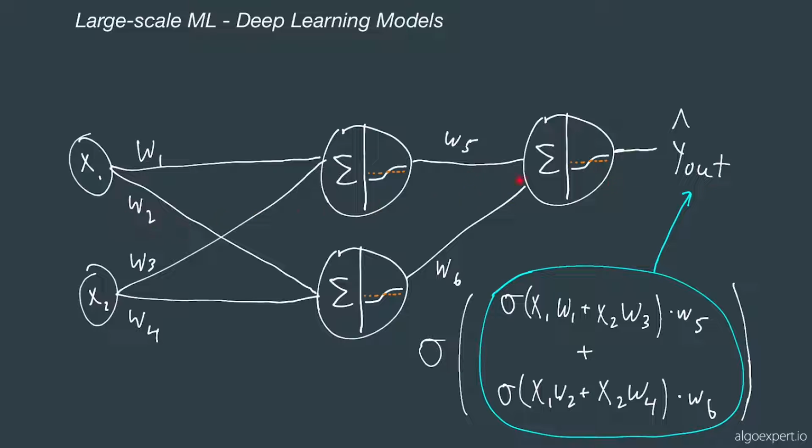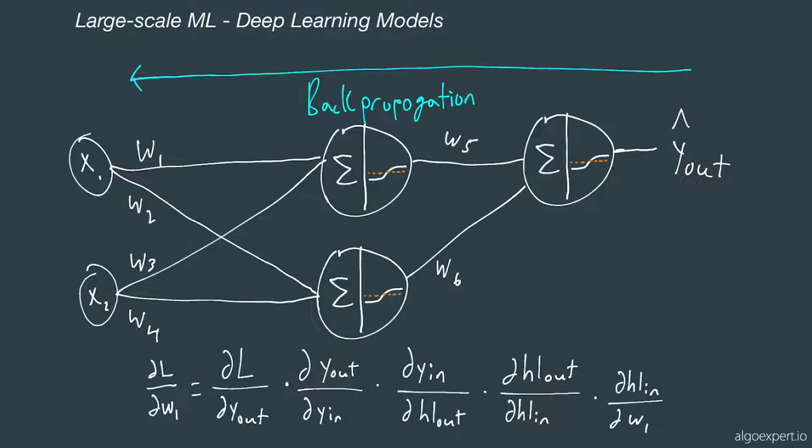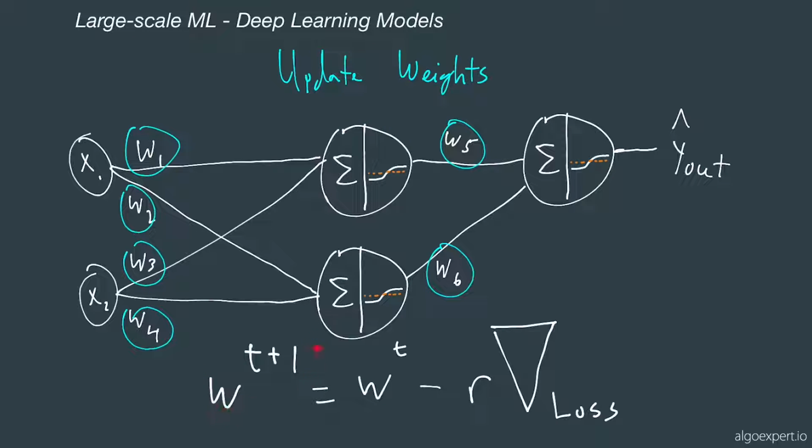After this forward pass is complete and we have this y hat, it's used to determine the gradient of the loss with respect to all of the weights. We do this by backpropagation. After we have all of the gradients of the loss with respect to each weight, we can update each respective weight in terms of its gradient. Here is that weight update function.